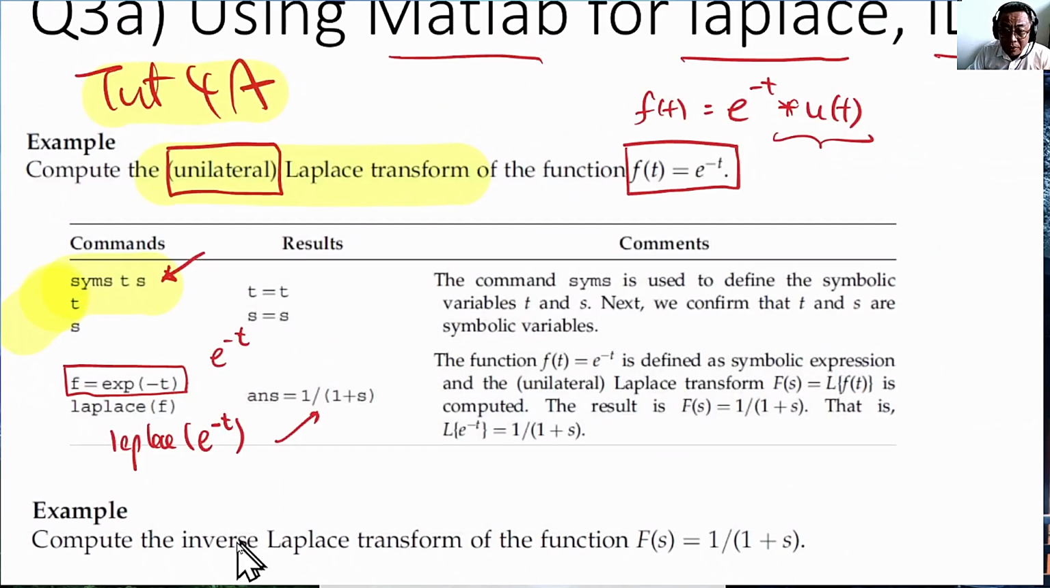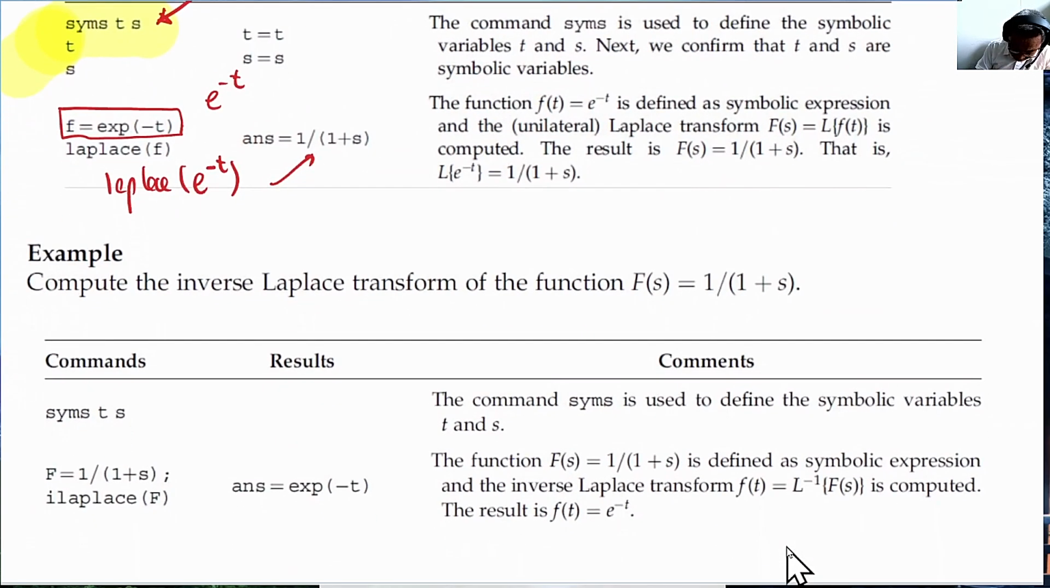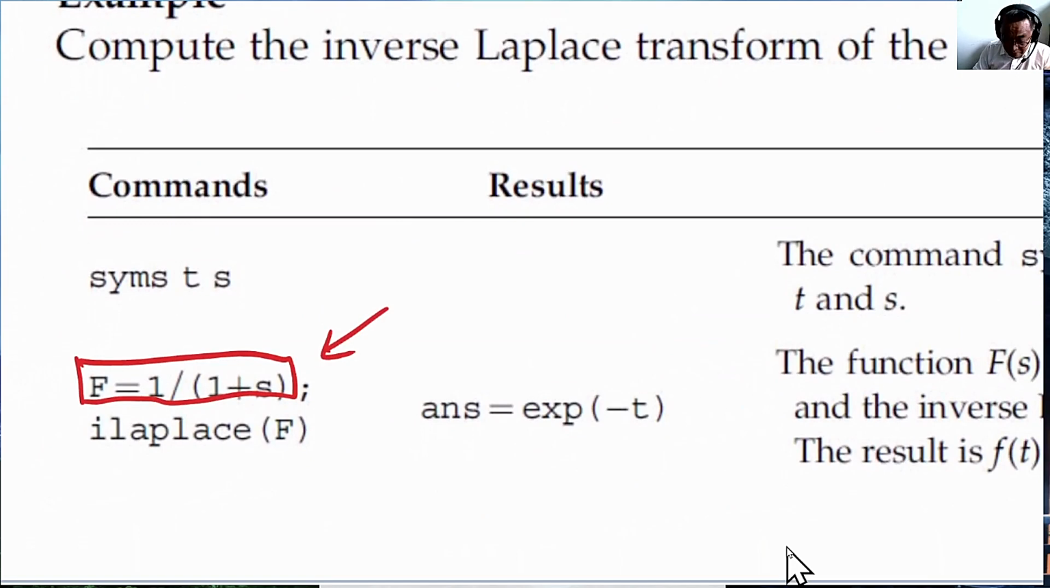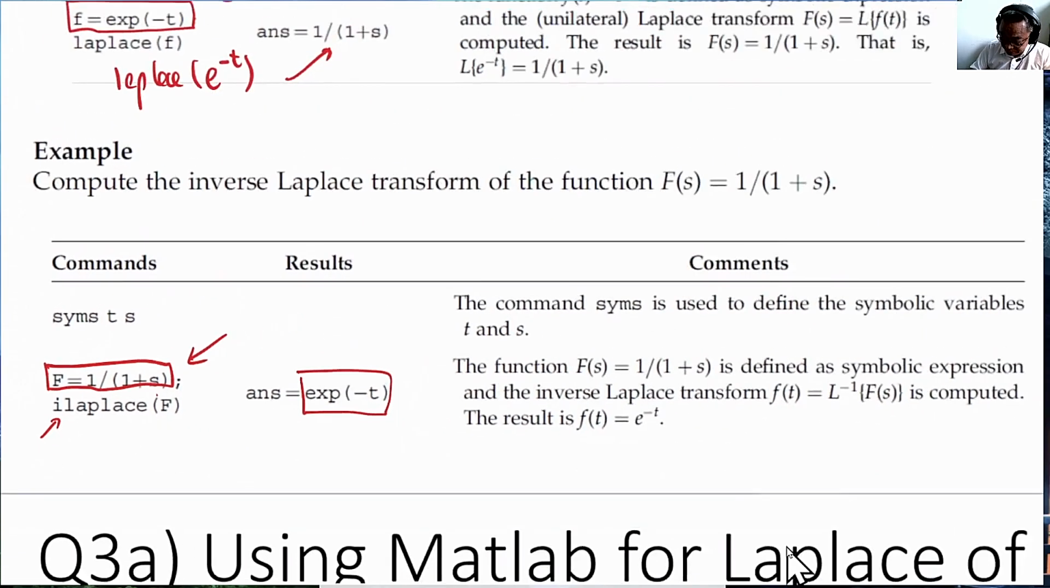How do we compute the inverse Laplace? So if we are given F of s to be this, to compute the inverse Laplace, we simply tell MATLAB what is capital F, the Laplace, and then we use ilaplace to get the inverse of Laplace, and the answer is e^(-t), as expected.